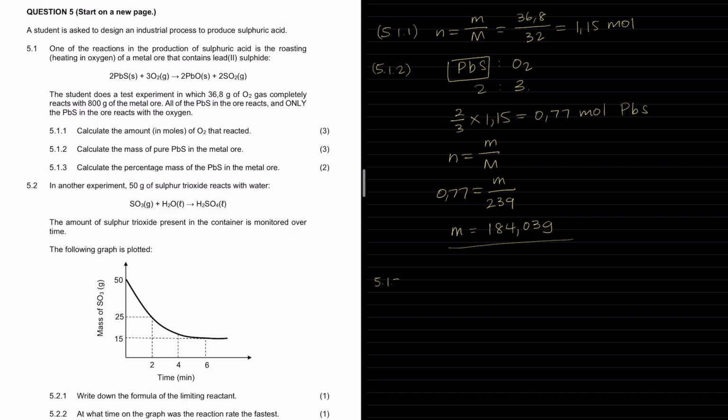Question 5.1.3. Calculate the percentage mass of the PbS in the metal ore. So all we need to do here is take the 184.03 and divide it by the total mass of the ore. So that's 800. And because we want a percentage, we multiply by 100, and that will give me 23%.